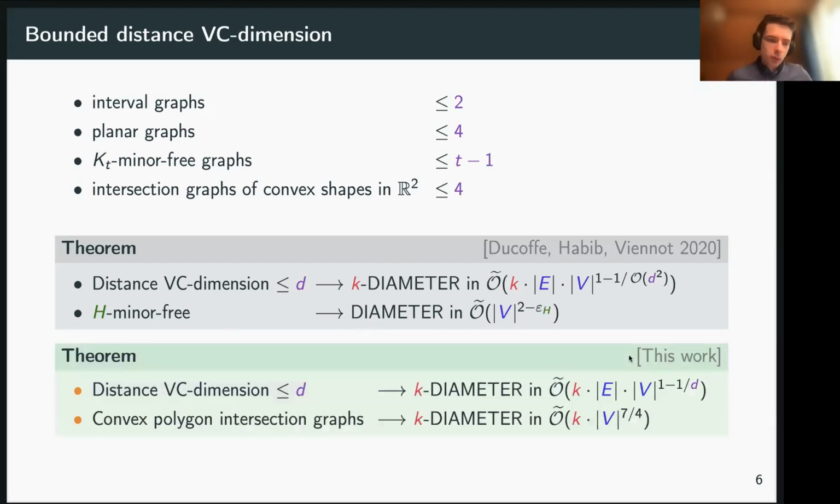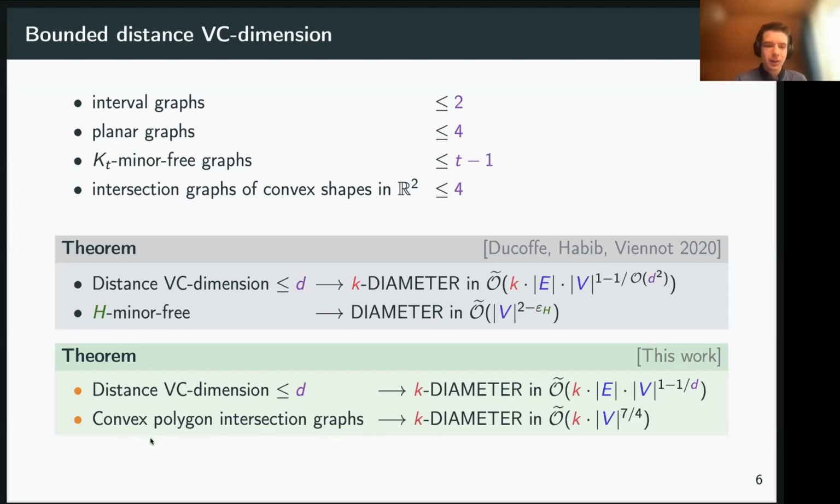And now what we did is two things. The first thing, we optimized and simplified the algorithm for graphs of distance VC dimension that is bounded by D. So we got this exponent down to some nice value, 1 minus 1 over D. And we believe that it might be best possible with this technique, but I'll talk about it at the end, maybe. So this is a nice exponent. I think it begs for a lower bound, which we cannot prove, but maybe someone can.